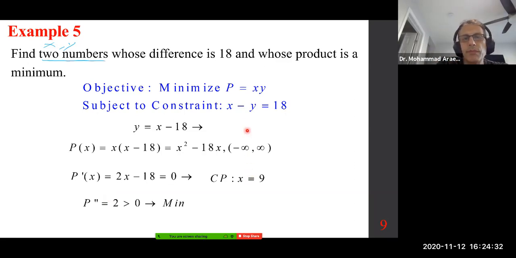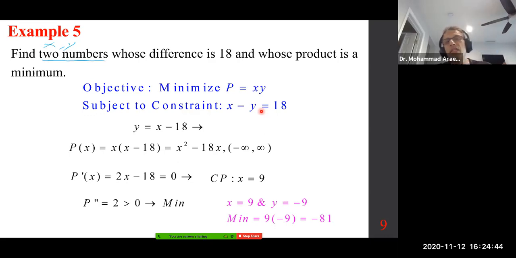You put it in here. If x is 9, okay, 9 minus what number is 18? Negative 9. Okay, so the idea is that one number is 9, one is negative 9, in any order is fine, and their product is negative 81. So the minimum product is negative 81.